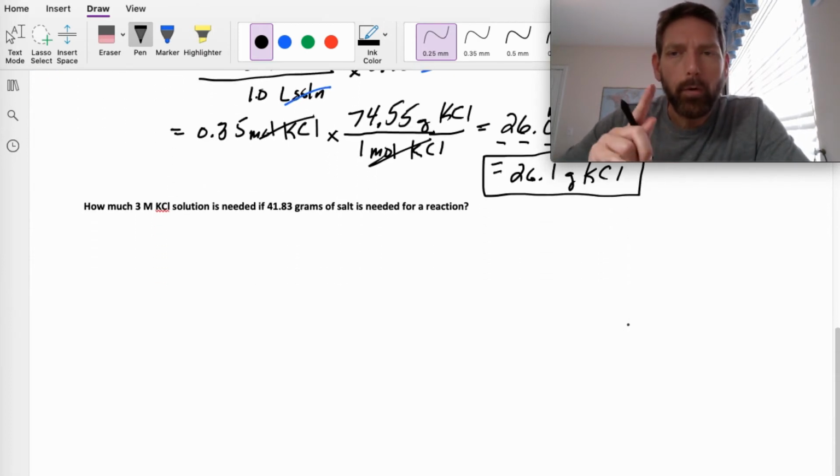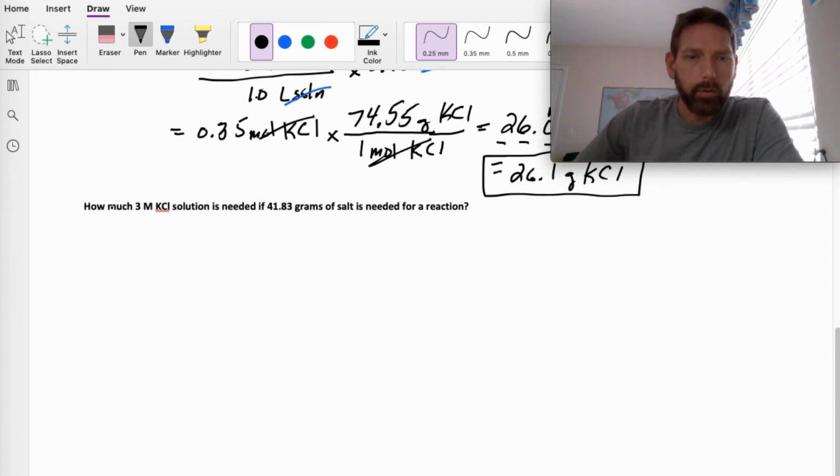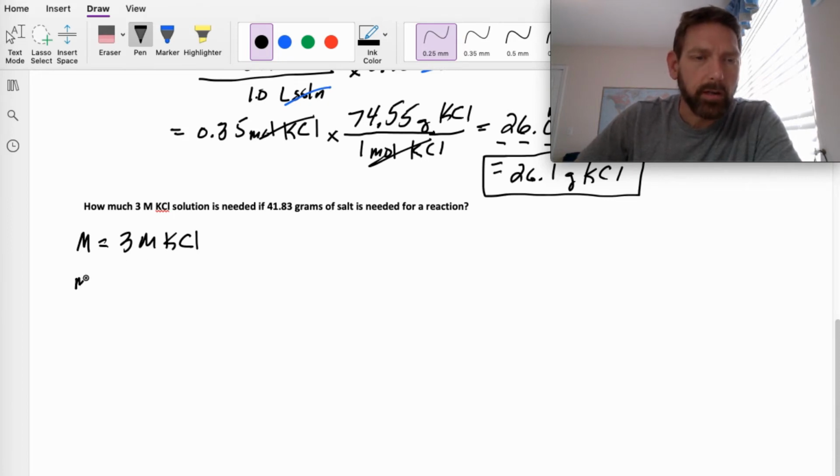All right, one more. Let's take a look. 3 molar potassium chloride. So that gives us molarity. How much of the solution is needed if 41.83 grams of salt is needed for the reaction? So that gives us mass. So that gives us mass of potassium chloride equals 41.83 grams of potassium chloride. How much of the solution?